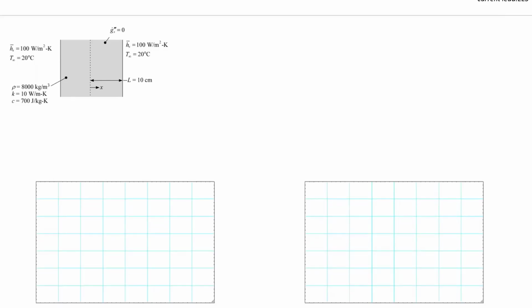So like I said, the first thing we want to do is calculate the time constants that are involved for this problem. Okay, so first let's look at internal equilibrium. This is our tau diffuse time constant.